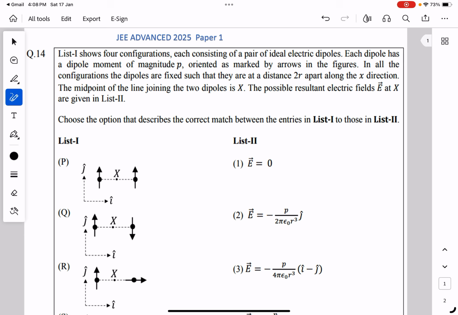Let us recall the electric field due to a dipole on its axis at a distance r from the center of the dipole is equal to k 2p upon r cube, and the direction of the electric field at this point is the same as the direction of the electric dipole moment.